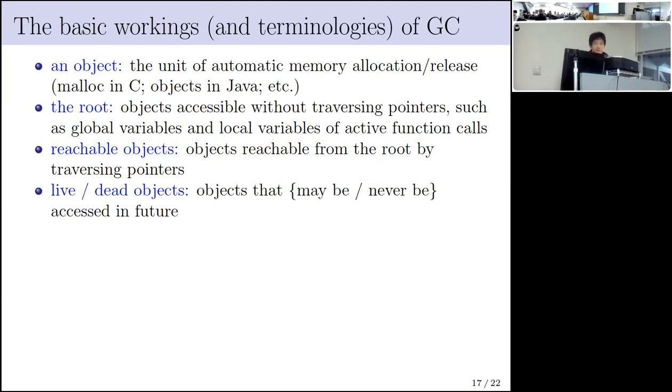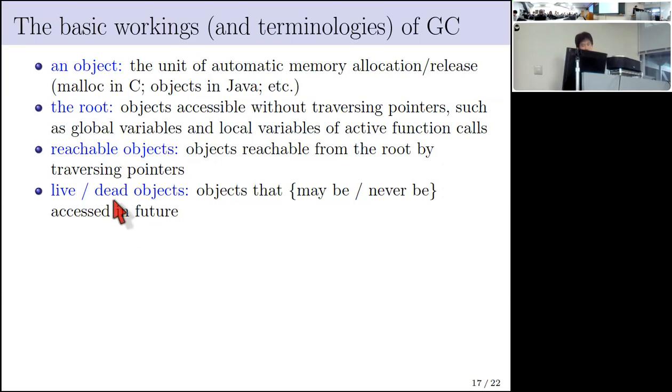So we also use live or dead objects. Objects that may be accessed in future are called live objects. So this object is still alive. In other words, live objects are objects that should be retained and that may be used in future by the program.